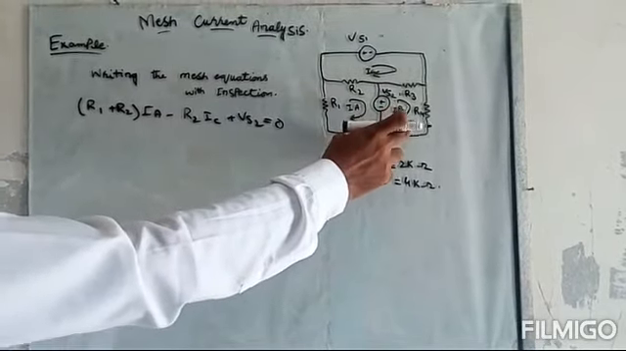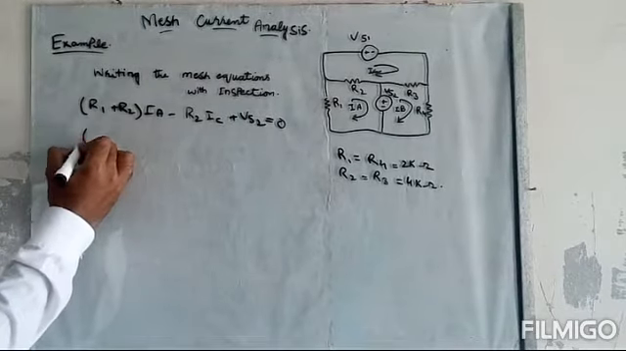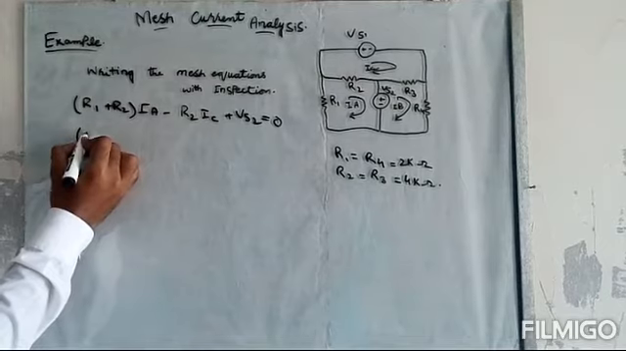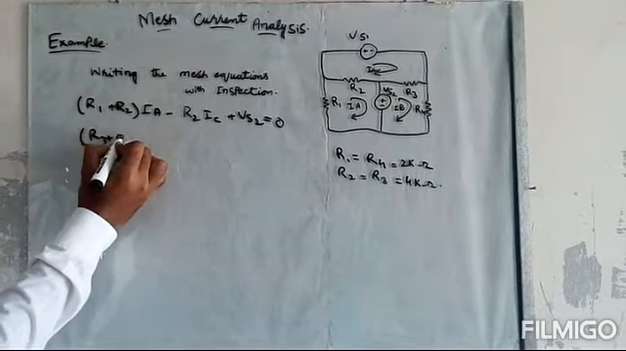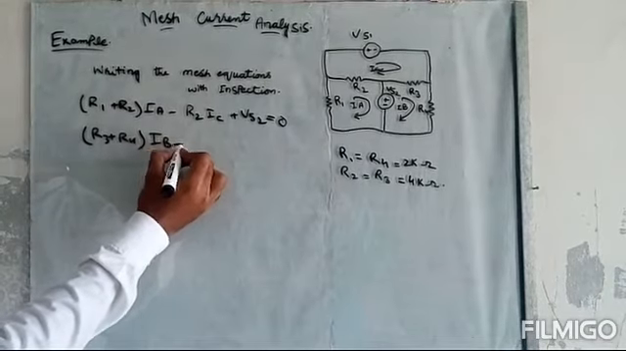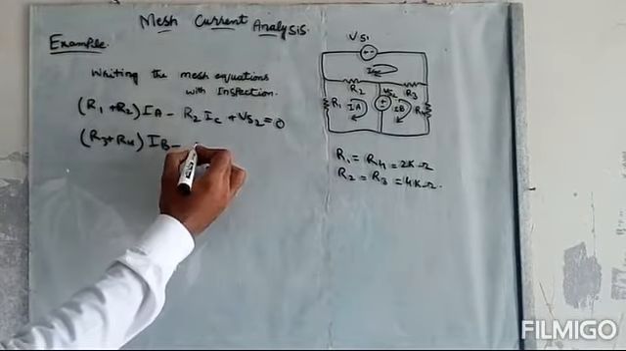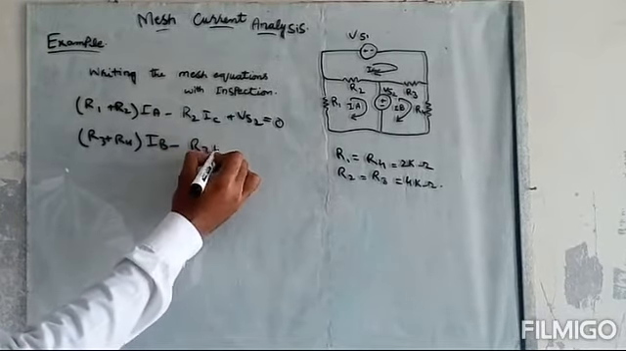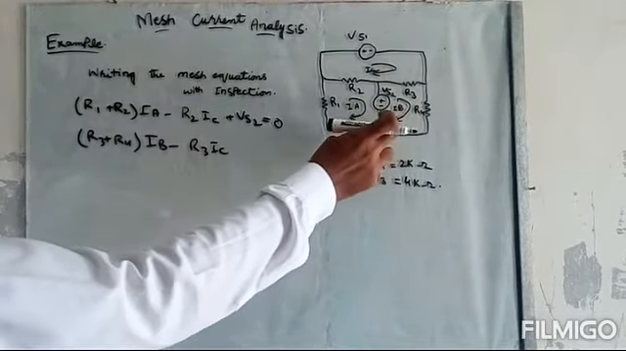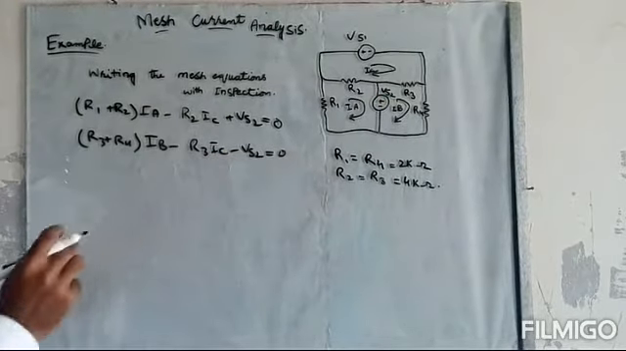Similarly, we can write the equation for this mesh B. So the sum of the resistances in this mesh, R3 plus R4, multiplied with the mesh current IB, minus R3, which is shared with this mesh, so it will be subtracted. So R3 multiplied by IC, minus Vs2 is equal to 0.